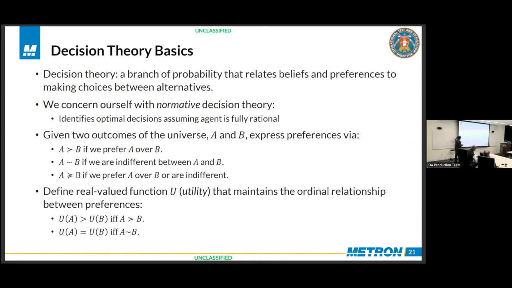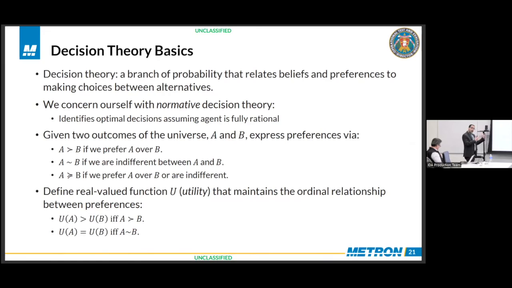So, given two outcomes of the universe, A and B, we can express our preferences with these curly greater-than and equals signs. They're preferential operators. A is strictly preferable to B if I always prefer A over B. If I'm indifferent between them, I'll use this tilde. And then I'll use this curly greater-than-or-equal sign where I'm saying A is weakly preferable to B if we sometimes prefer A over B or we're indifferent.